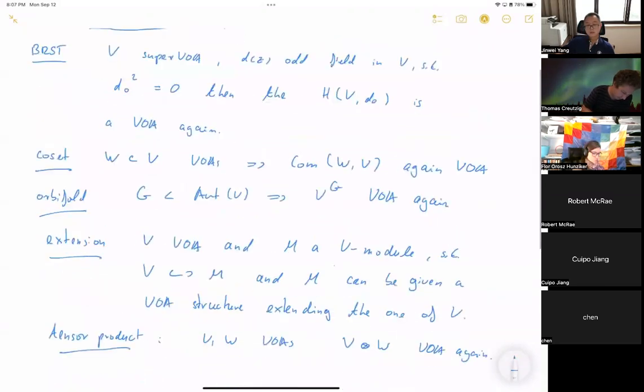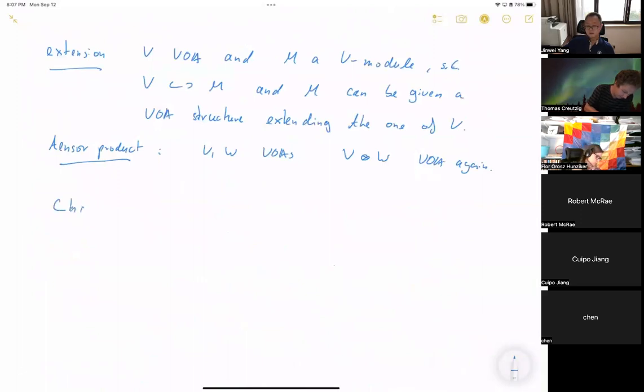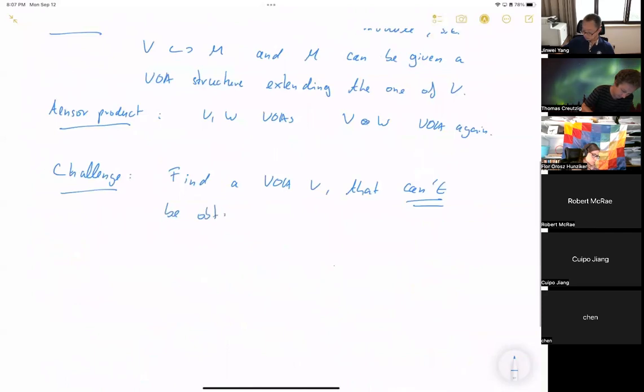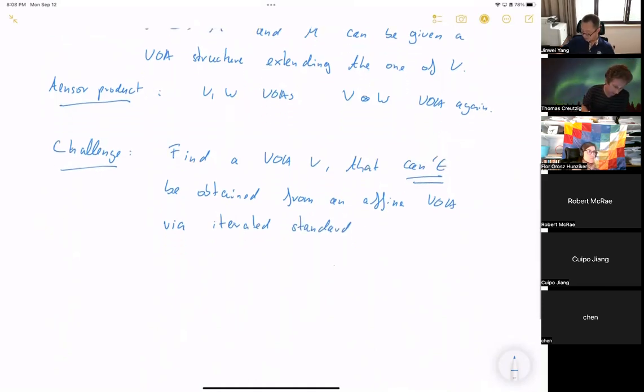Okay, so these are the standard constructions I can come up with, and now one can formulate a challenge. Namely, the challenge is to find a VOA V that can't be obtained from an affine VOA via iterated standard constructions. And if you look at the literature, you will not find a single example of a VOA that cannot be obtained from an affine one.